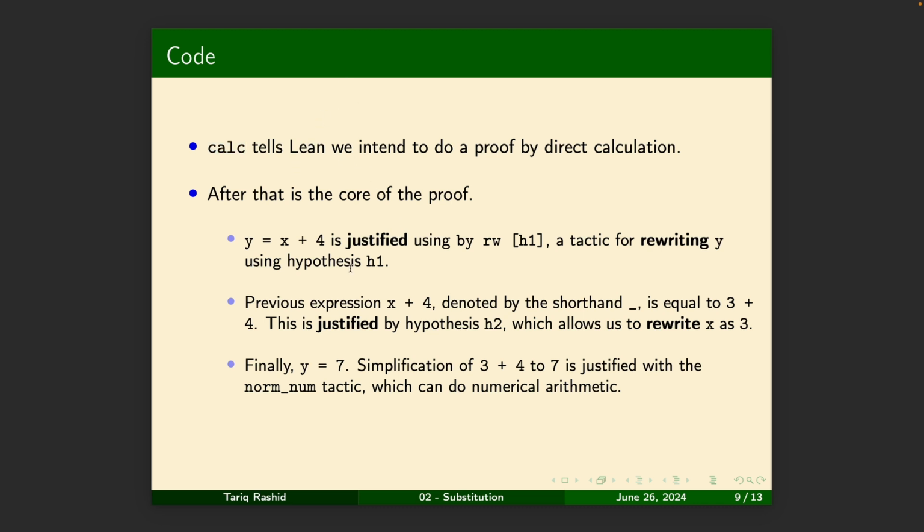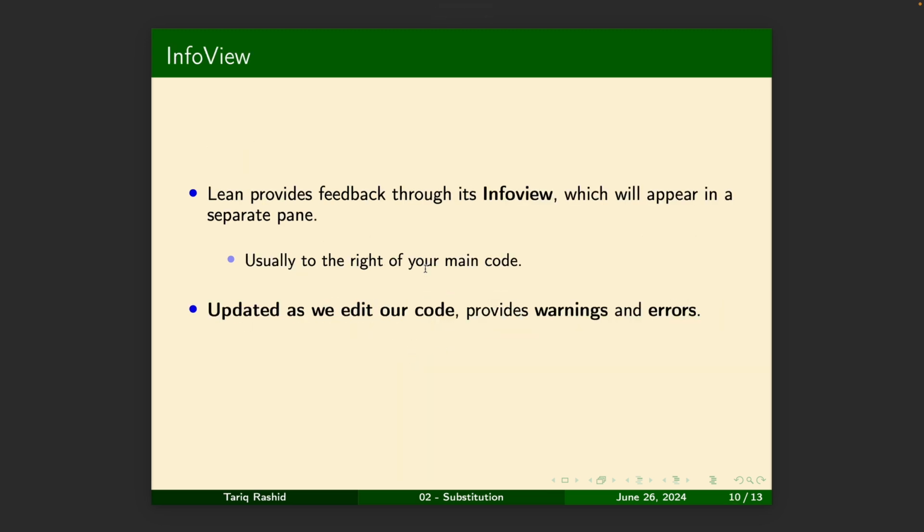And then the core of the proof we talked about, y is x plus 4, we justified it by rewriting. That was using that tactic. Same for the next line. And then using arithmetic. Now, that's great. How do we know that the proof is correct? Is there any feedback? We didn't really talk about that last time.